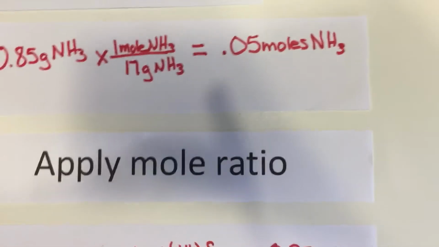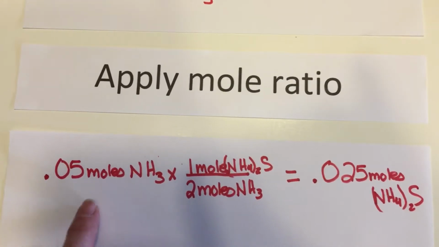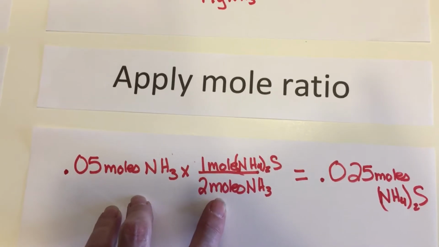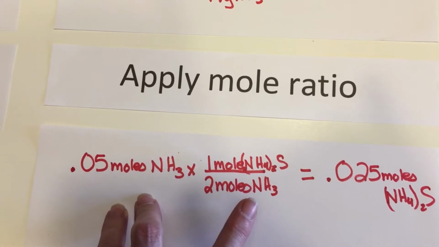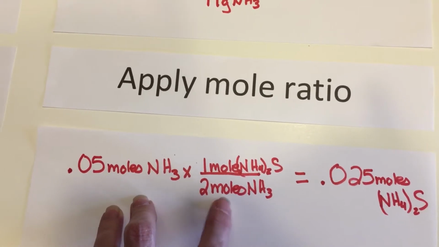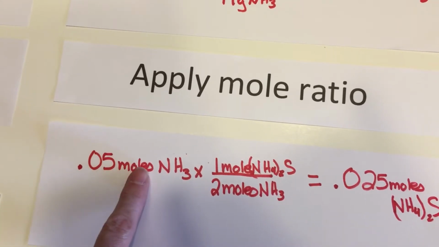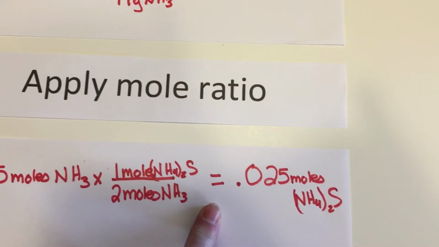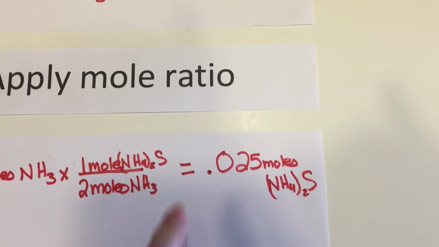Okay, then we're going to apply the mole ratio. So we have 0.05 moles of NH3, and you've got 1 mole to 2 moles. Biggest thing with this is you want to make sure that your moles cancel out correctly. So you want your 2 moles of NH3 in the denominator, so it'll cancel out with your moles of NH3 here. And it gives you 0.025 moles of ammonium sulfide.